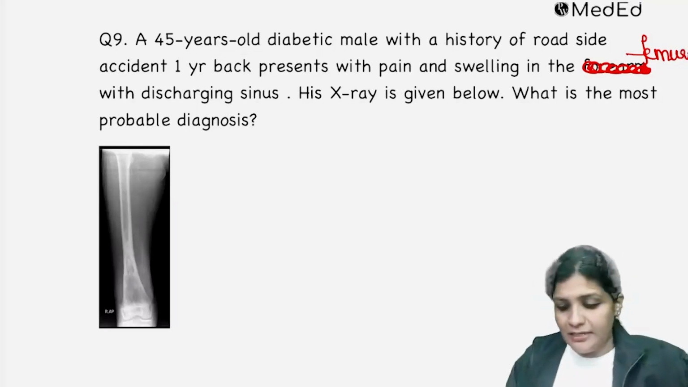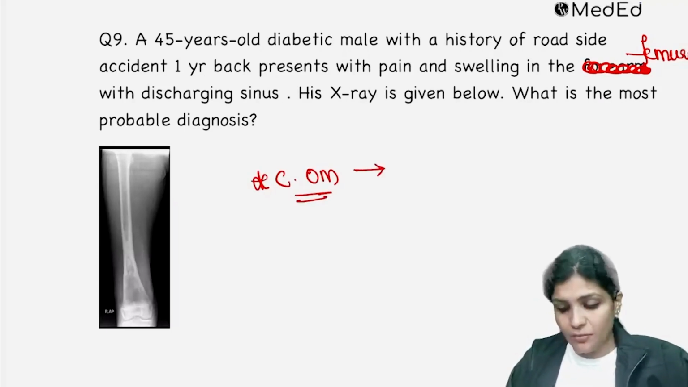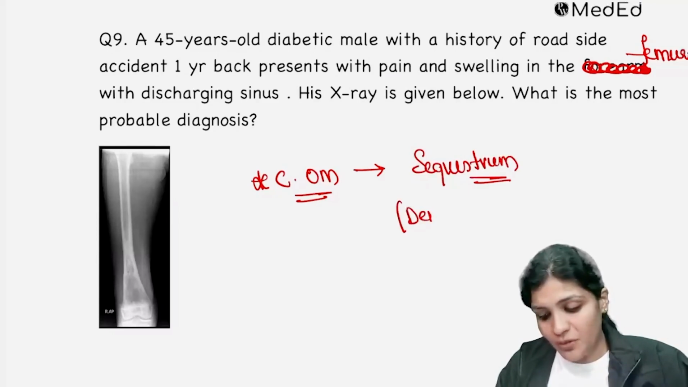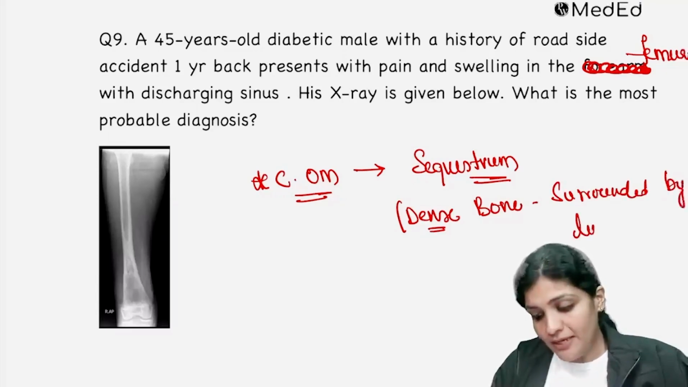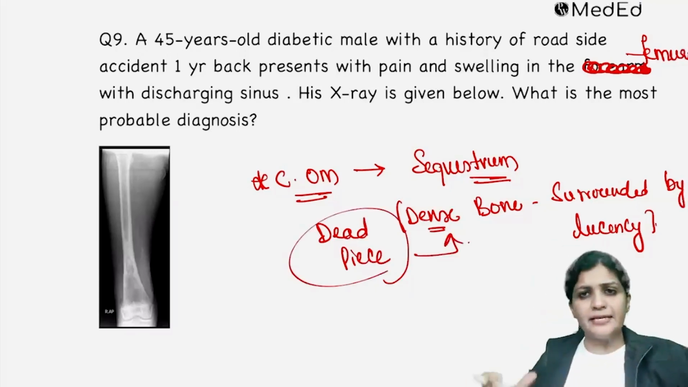Yes, very good. It is chronic osteomyelitis. Why is it chronic osteomyelitis? Because what you can see on the X-ray is what is called the sequestrum. Yes, what is a sequestrum? Sequestrum is a dense bone surrounded by lucency. So can you tell me why it is dense? It is a dead piece of bone. So why do you think the dead piece is a dense bone?